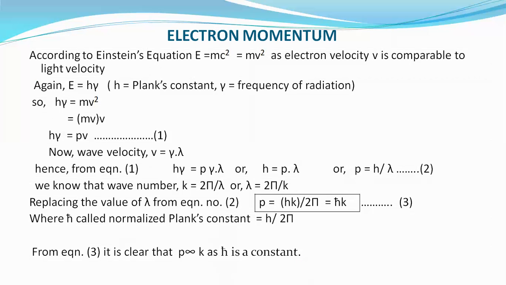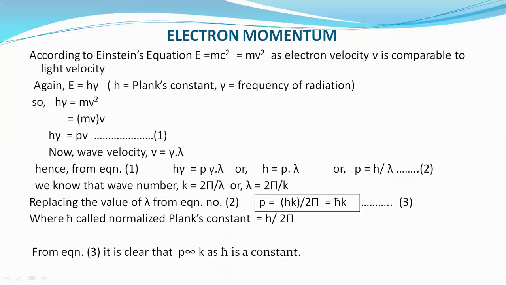Again, E is equal to h nu. H is the Planck's constant and nu is the frequency of radiation. So these two equations are equations of energy. So we can equate them: h nu is equal to mv square. I can rewrite this mv square as mv multiplied by v, where m is the electron mass and v is the velocity of electron. So mv is equal to momentum p, equation number 1.